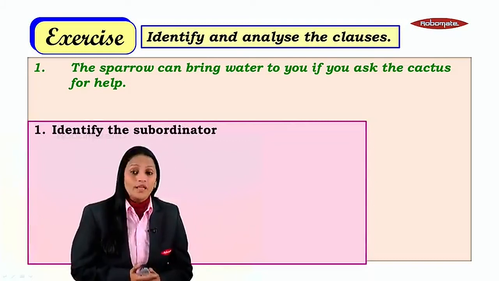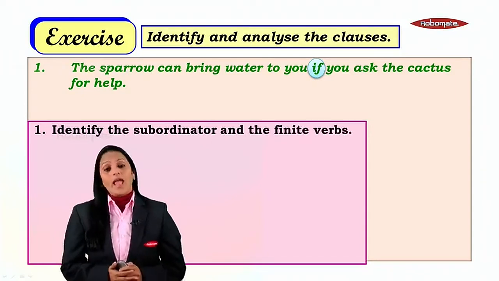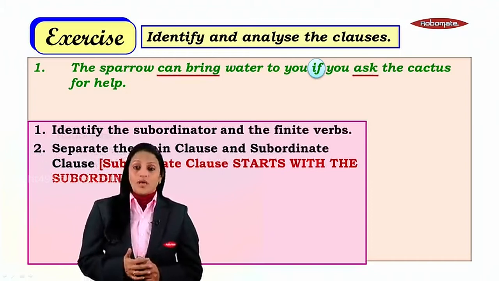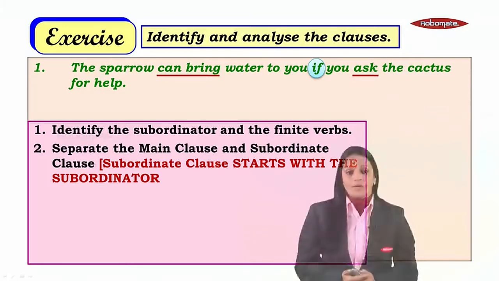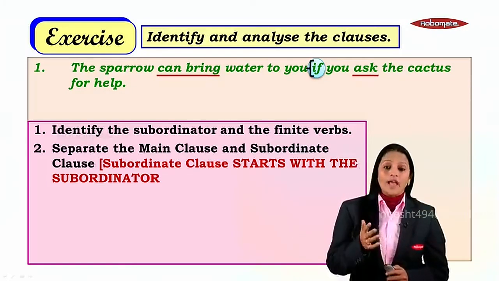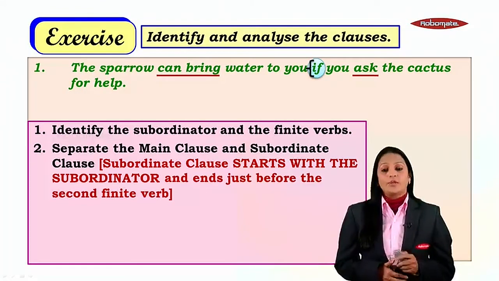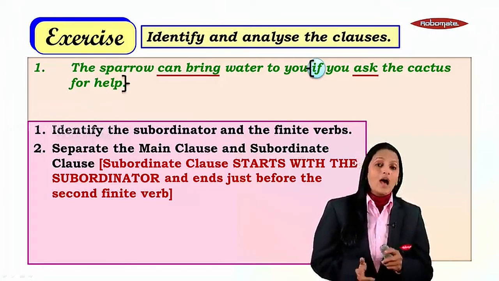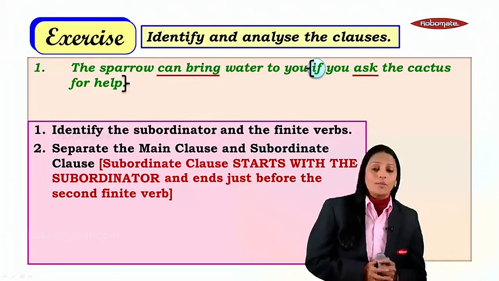Quickly, let us take a look at the steps. Identify the subordinator. We know here it is "if." And the finite verbs. So here we know "can bring" and "ask." Okay. Next one. Separate the main clause and the subordinate clause. How do you do that? The subordinate clause starts with the subordinator, and here we have "if" as the subordinator. It starts there and ends before the second finite verb. Now if you go till the end, there's only one finite verb, so of course it will end after the sentence. So "if you ask the cactus for help" becomes your subordinate clause.